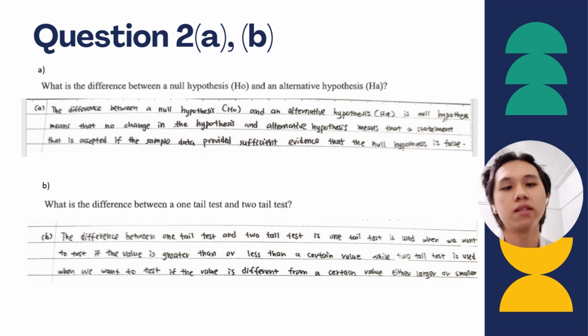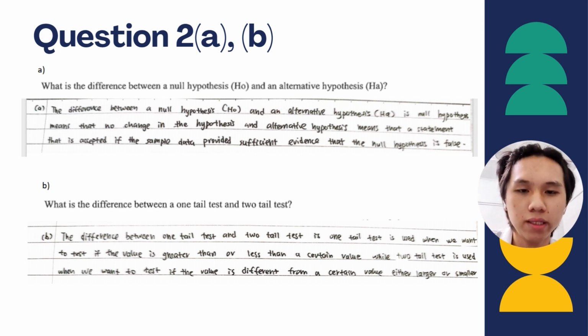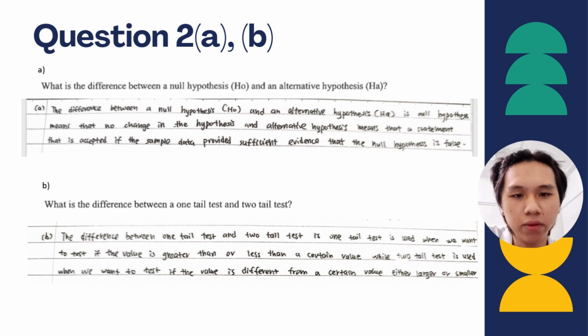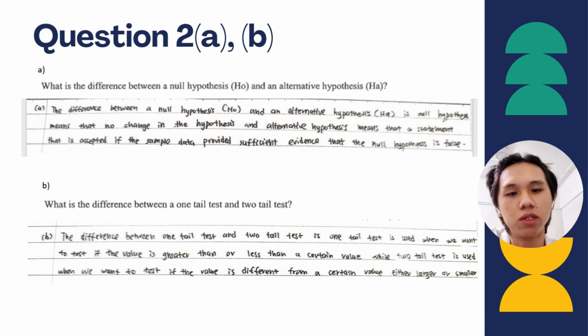For B, what is the difference between a one-tailed test and a two-tailed test? A one-tailed test is used when we want to test if the value is greater than or less than a certain value, while a two-tailed test is used when we want to test if the value is different from a certain value, either larger or smaller.